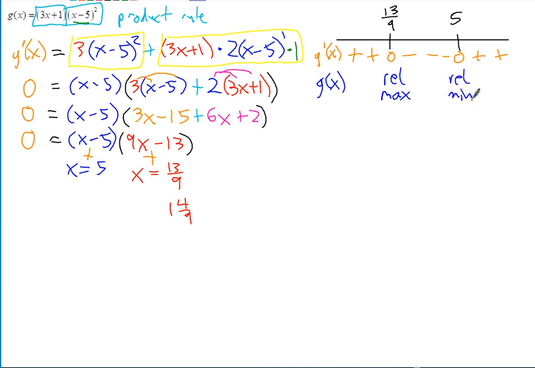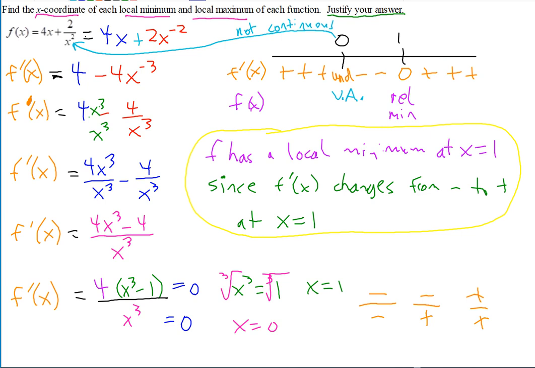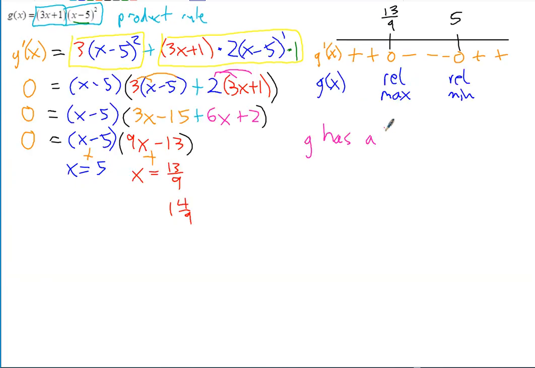And now we just have to write those down and justify our answers. So we can say G has a, now here it calls them local mins and maxes, same thing as relative, either way. I'll just use the same wording that's in the question. So it has a local maximum at x equals 13 over 9.